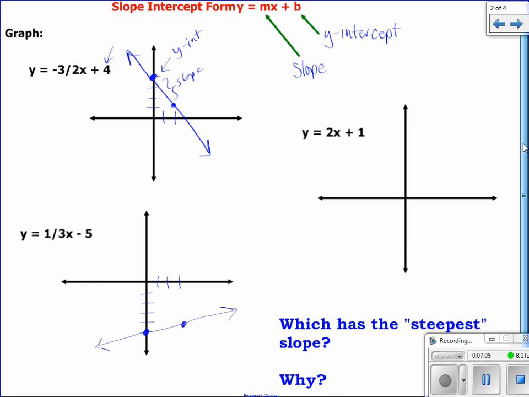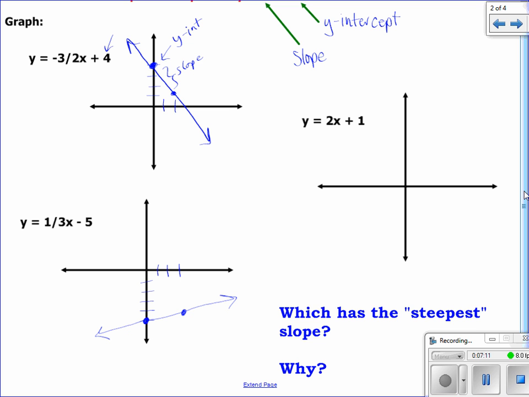Y equals 2x plus 1. Put the y-intercept there. Now, if we have a slope of 2x plus 1, that's really 2/1, because any integer can be placed over a 1. So we're going to have to go up 2 and over 1 for this one.